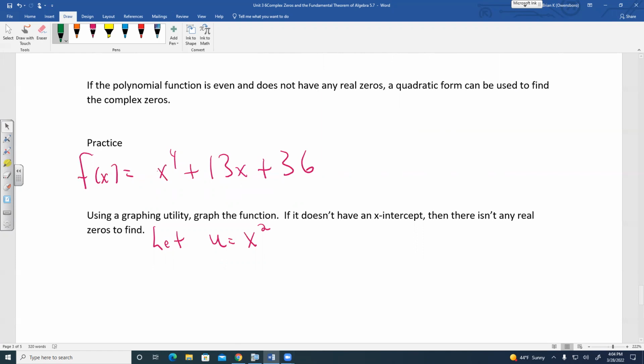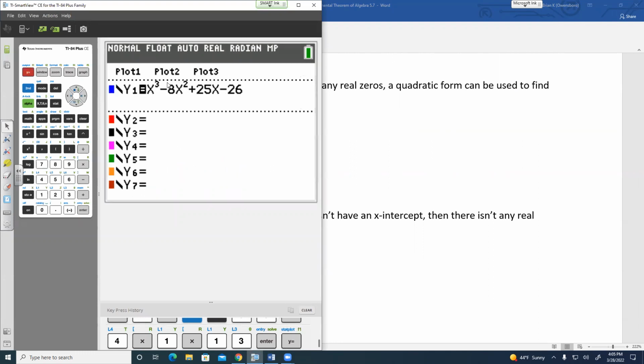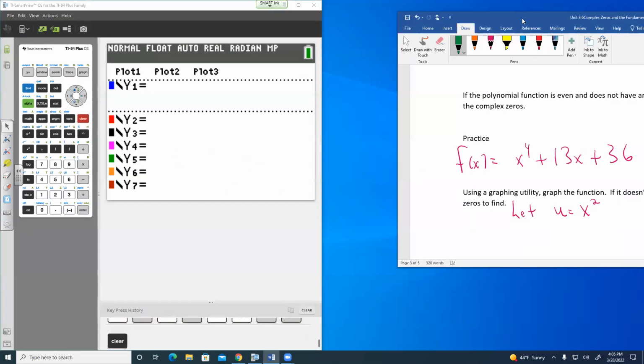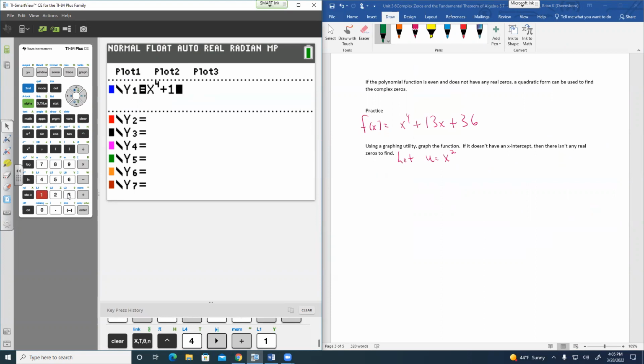It's not a bad idea to graph this thing just to see if it has any x-intercepts, because if it doesn't have any intercepts, then there is no need to use the rational root theorem, because it only finds real zeros. So if I look at this problem here from a graphing perspective, I'm going to probably switch this over here. It's too much for me to remember. I'm sorry. So we're going to type in this x to the 4th plus 13x plus 36.